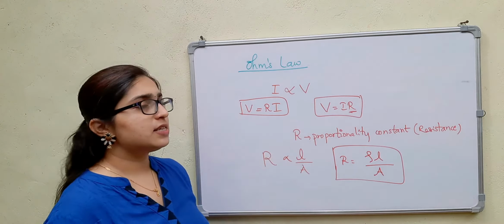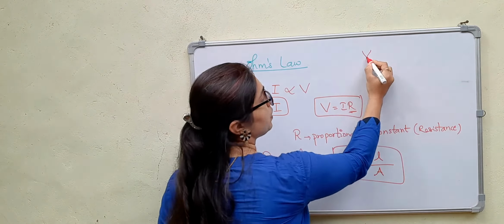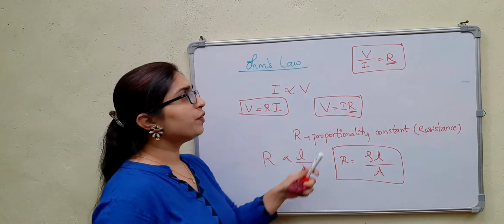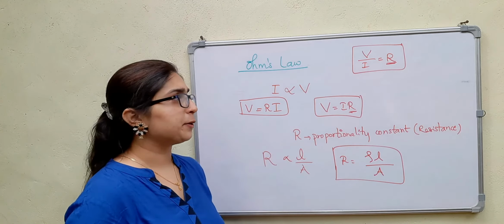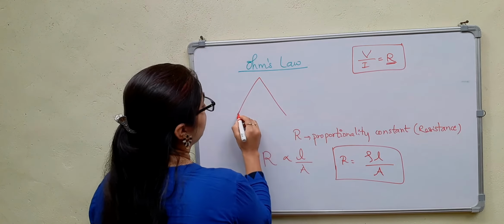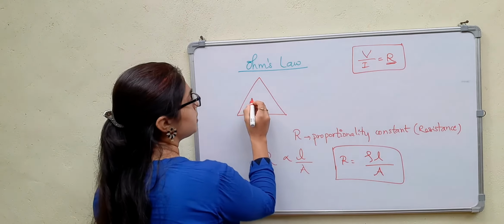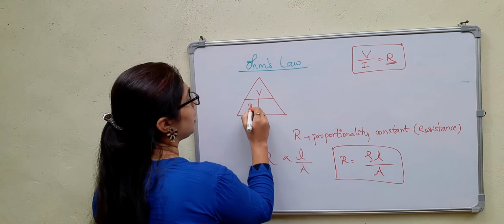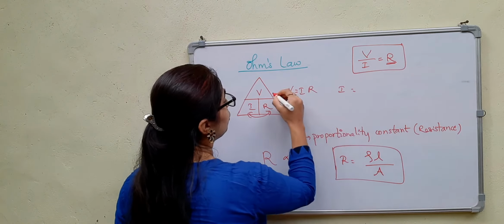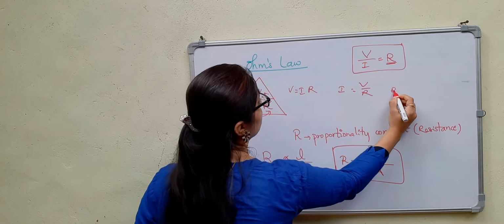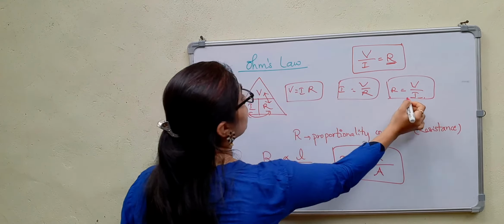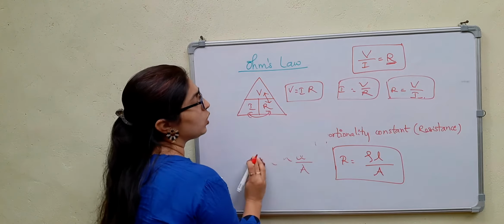So resistivity into L divided by A. Here they say that it's a proportional constant, that means V by I is equal to R, right? So this is a constant. V by I ratio should be constant. We will consider a triangle, it's very easy to remember. We all are familiar with Ohm's law. If I consider V, I, R, V is equal to the product of these two, IR. I is equal to V divided by R and R is equal to V divided by I. So we can remember all these three things. This ratio V by I is a constant now.